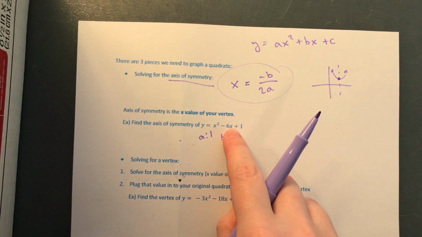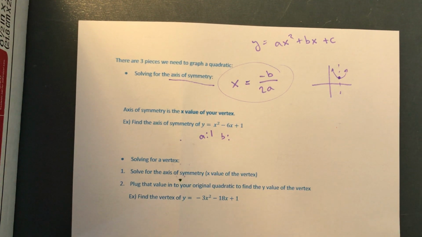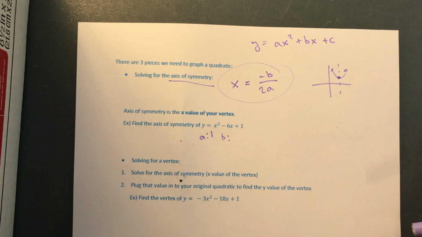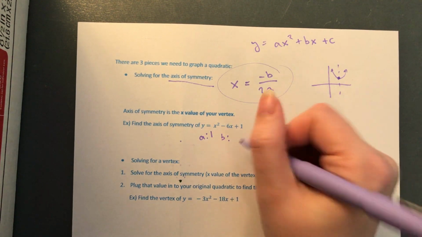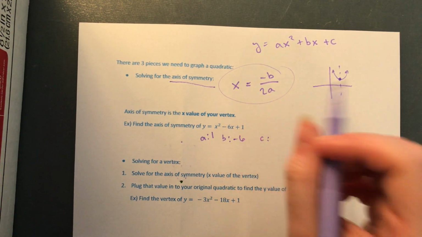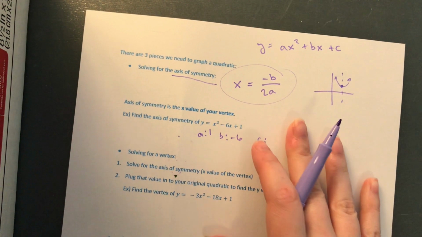Your b value is out front of the x term. So what number is out front of x? I'll tell you this. The correct answer is not 6. It's not 6. There's something you're missing. There's a negative out front, right? So the b value is -6. And then your c value is the chunk that doesn't have a variable. It's plus 1, so that means the c value is 1.